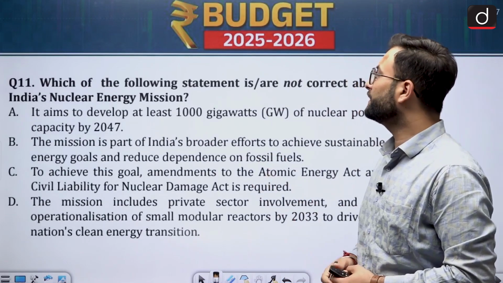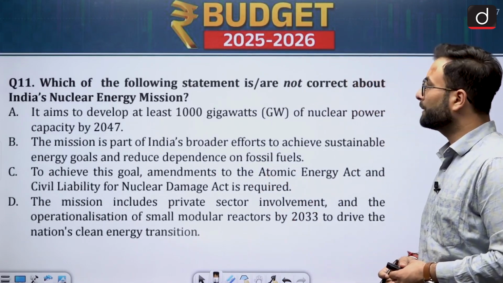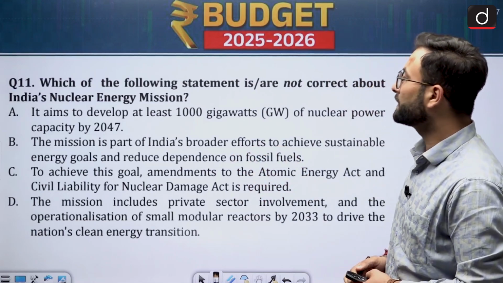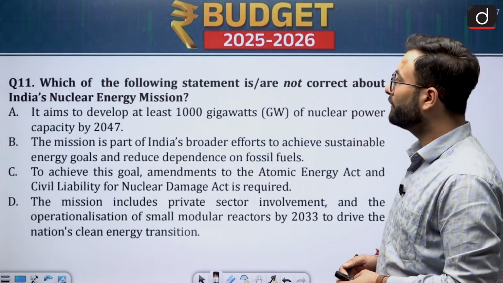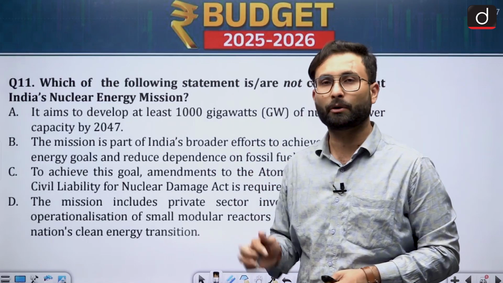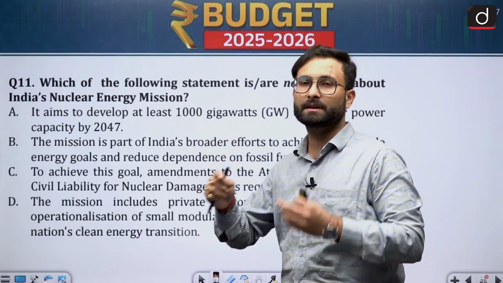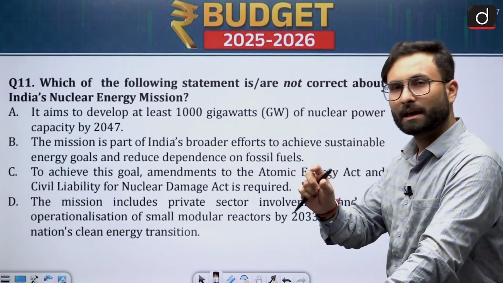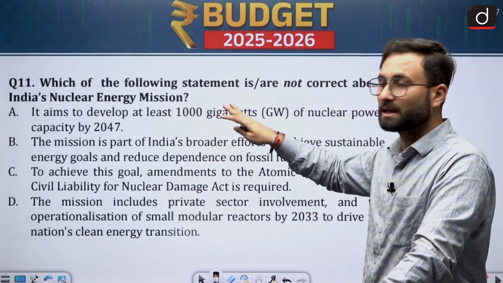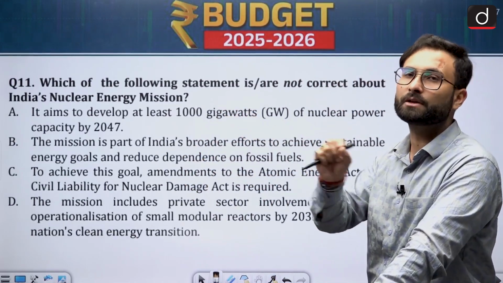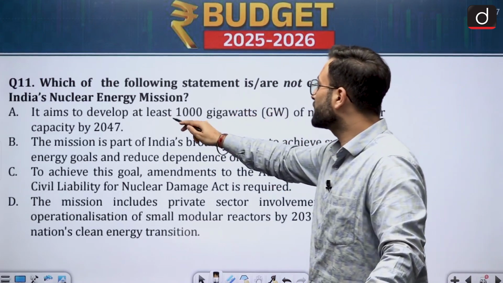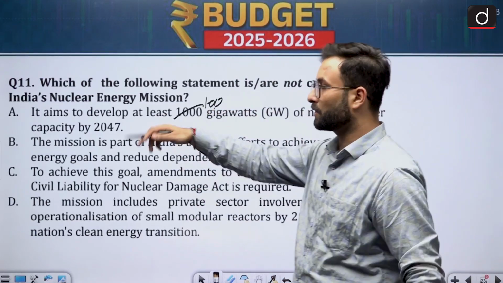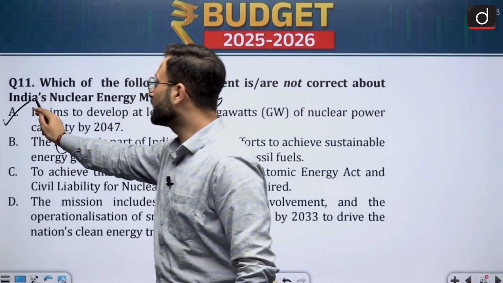Question number 11. Which of the following statement is or are not correct about India's nuclear energy mission? Option A, it aims to develop at least 1,000 gigawatts of nuclear power capacity by 2047. Now again, there is a catch in the numbers. Whenever there are questions where numbers or deadlines are there, if there are 2, 3, 4 deadlines or numbers given in one statement, then you should be very cautious about it. Now it is not 1,000 gigawatts, it is 100 gigawatts. Okay, so again, statement 1, your option A, is the incorrect option. So that is the right answer.